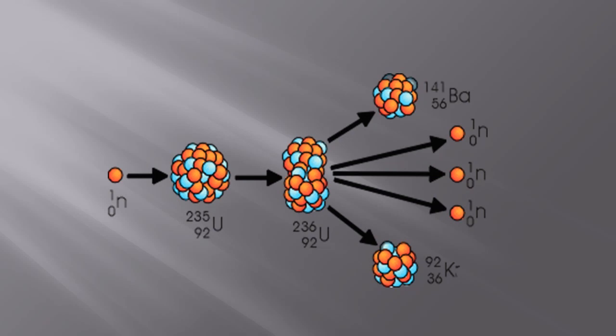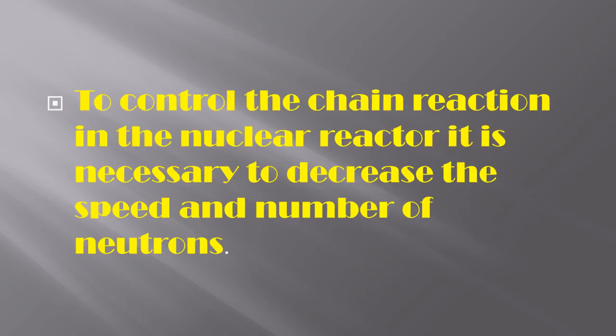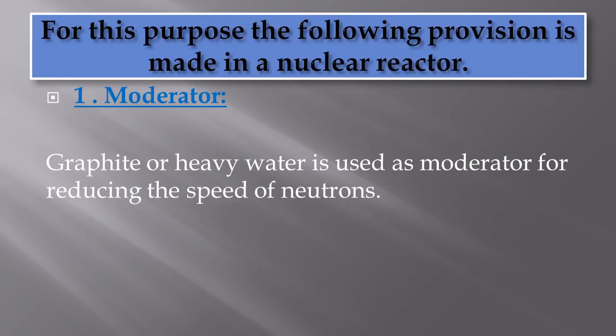The chain reaction is kept under control to prevent a probable explosion. To control the chain reaction, that is to control the nuclear fission reaction of uranium-235 in the nuclear reactor, it is necessary to decrease the speed and number of neutrons. So students, this is a very important step taken in a nuclear reactor to control the nuclear fission reaction of uranium-235. For this purpose, the following provisions are made in a nuclear reactor.